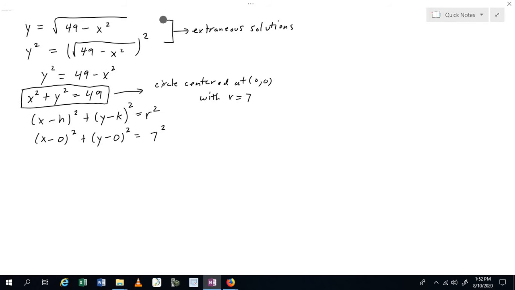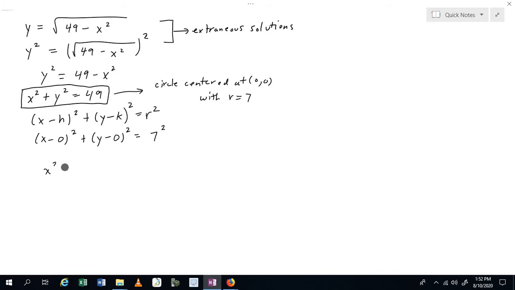And that's because of this idea of introducing extraneous solutions. When we square both sides of this equation, there's the possibility of getting extra solutions to appear in this equation that weren't solutions for the original equation. So let me try to explain what the difference might be between these two equations.